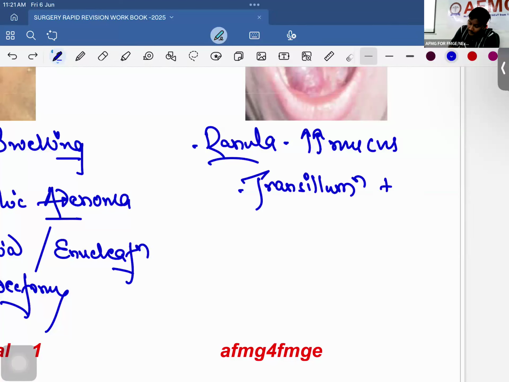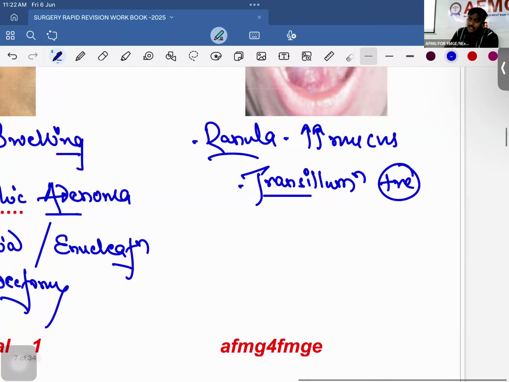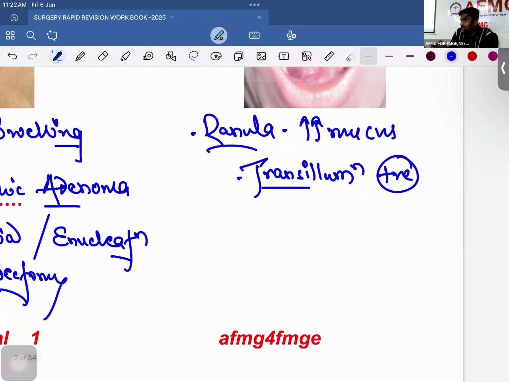The four swellings in the body which are brilliantly positive on transillumination test: first, in the floor of mouth, is ranula. Posterior triangle of neck, cystic hygroma. Associated with which condition? Mainly more than Down's, Turner syndrome. Cystic hygroma with Turner syndrome, beta. Next important, in the lower back, meningocele, and in the scrotum, hydrocele. These are the four swellings which are brilliantly positive on a transillumination test.